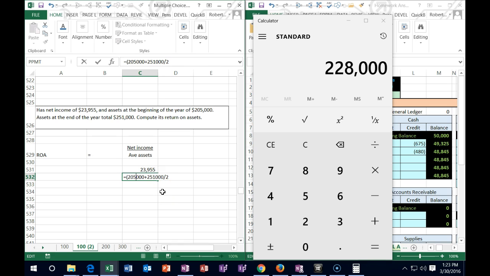So if we put brackets around this, then we'll have this then. So now we're going to have the 23,955 divided by the 228,000. We could do that with a formula. This equals this number divided by the 228. Enter. Now, the reason it's 0, why is it 0? Because we don't have any decimals.